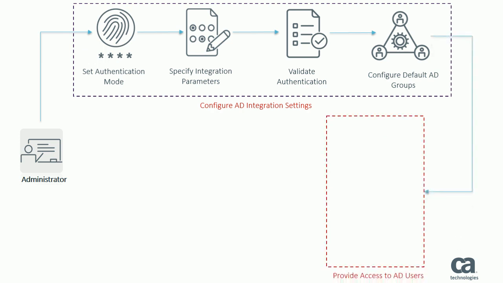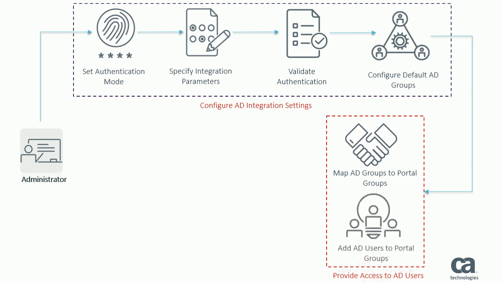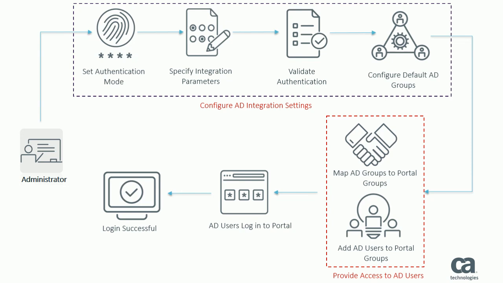2. In the next step, you provide access to AD users. You can do this in two ways depending on your requirements. You can map appropriate AD groups to the portal groups, or you can add AD users directly to the portal group. After the mapping and user additions are done, AD users can log into the portal. They can then perform all the operations that other native users can, depending on the associated CATDM portal group.